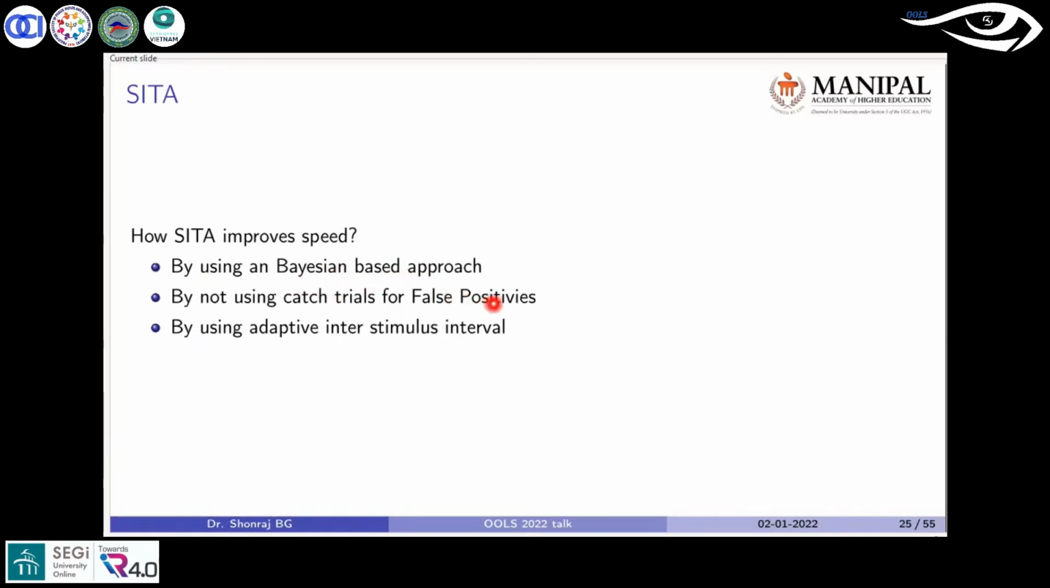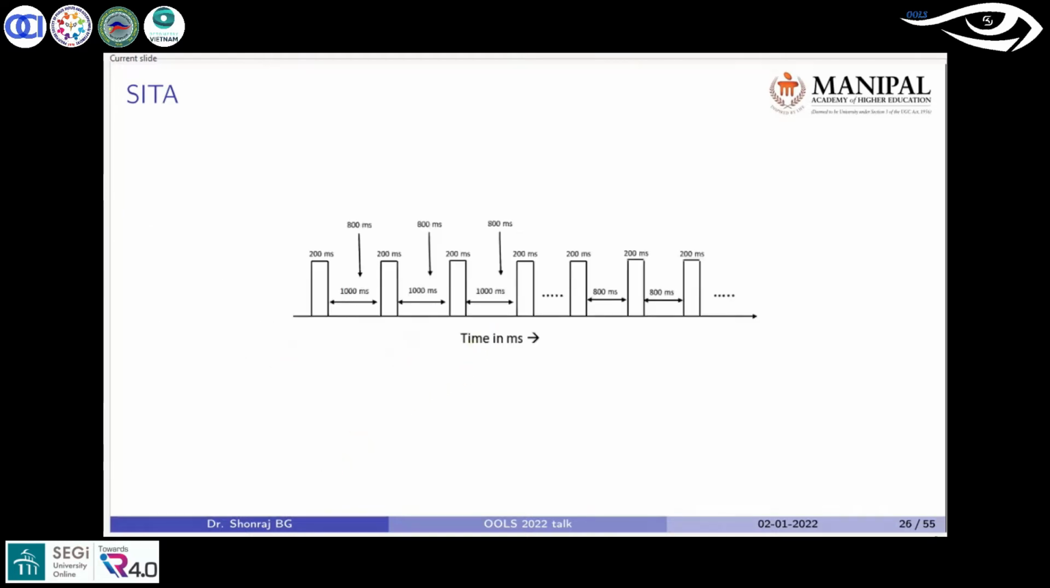Number two, by not using the catch trials for the false positives. I'll explain what this means. And number three, by using an adaptive interstimulus interval. Again, I will explain this in the subsequent slides. Okay, let's look at this one first: the adaptive interstimulus interval.